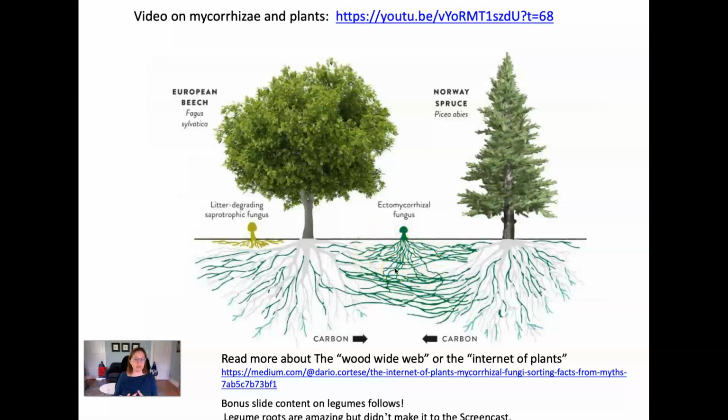So this is what we call, it's not exactly symbiotic, but a mutualistic relationship between many different plants, especially forest trees, we're finding out, and the fungi species in the soil.